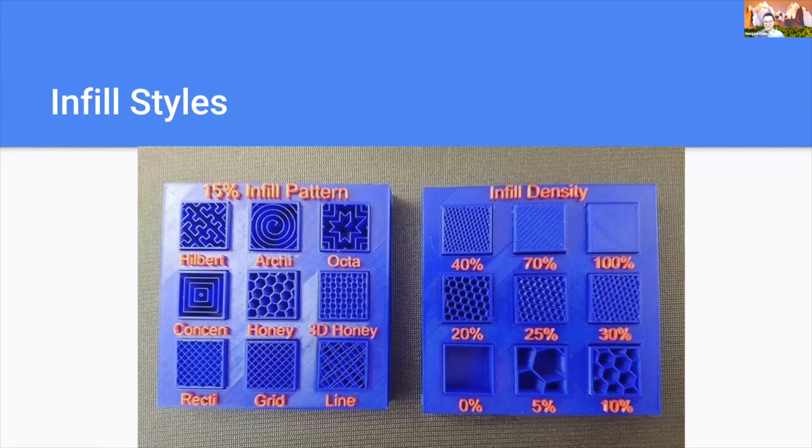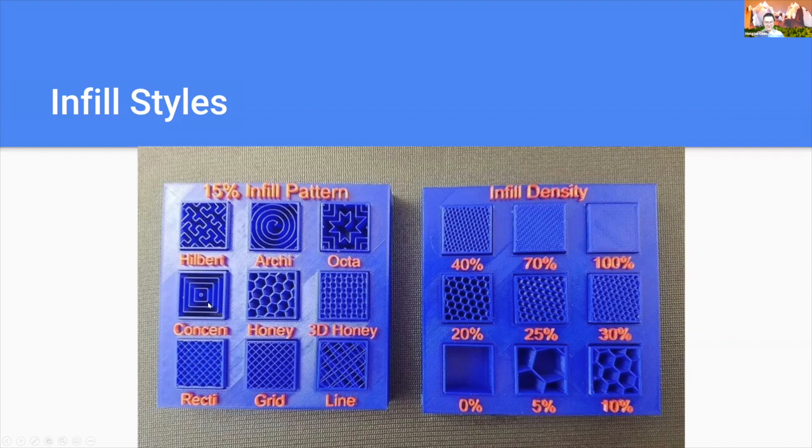Right, so here are the different infill styles I was talking about. So grid, rectangular, these are the fastest methods. You can see honeycomb right here is very strong. You can see 3D honeycomb, which is one of the 3D infill styles. It looks nice. It looks awesome, actually.